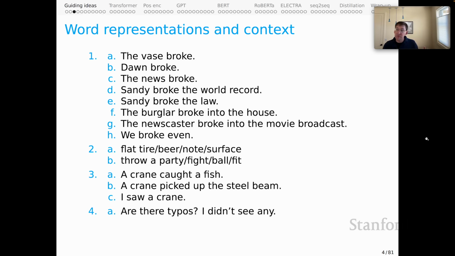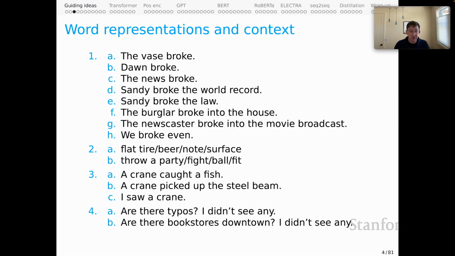Are there any typos? I didn't see any. The second sentence is clearly elliptical, and in this case we probably infer that I didn't see any means I didn't see any typos. Contrast that with, are there any bookstores downtown? I didn't see any. It's an identical second sentence, but now the inference is that any means something like any bookstores. And that is again showing that the senses that these words take on in context could be driven by everything that is happening in the surrounding sentence and also in the surrounding discourse, on out, extending into things about world knowledge and so forth.